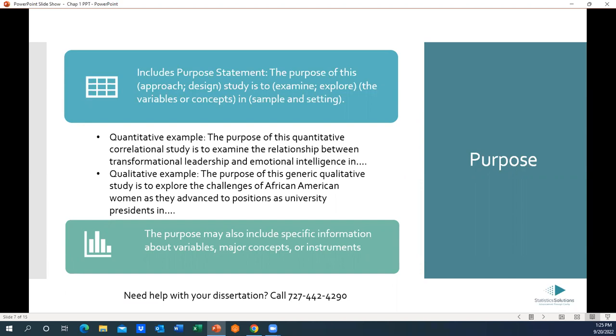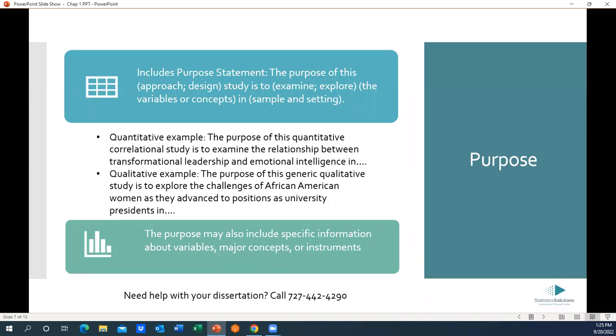Now that's your purpose statement, and it begins the purpose section. The rest of the section may include some specific information about your variables, your concepts, sometimes even a list of the instruments you're using to measure your constructs. That's typically it. See what else your template calls for. Usually, again, a paragraph, maybe two.